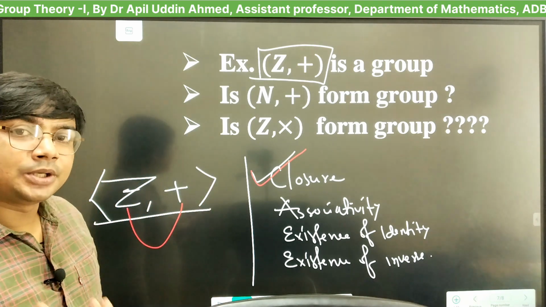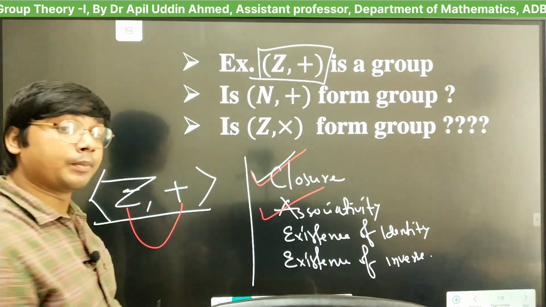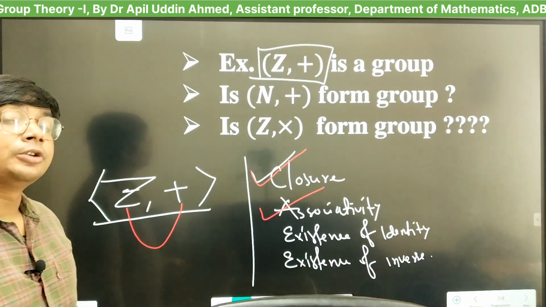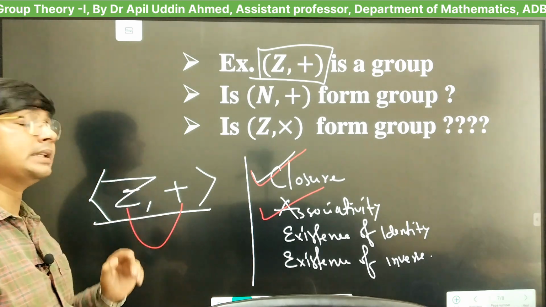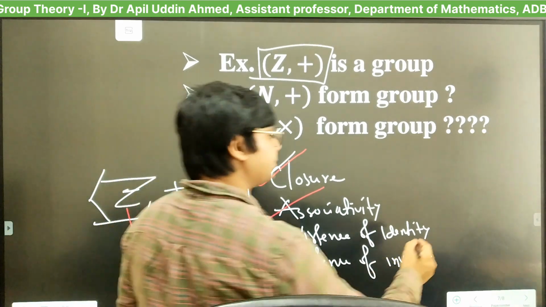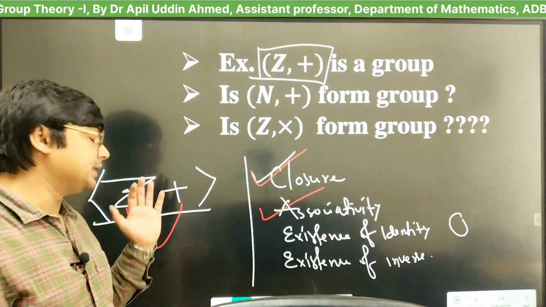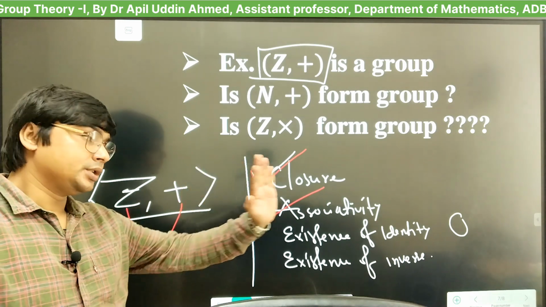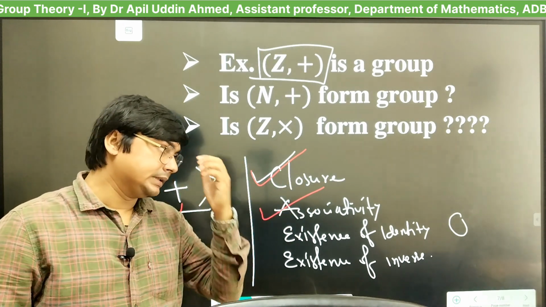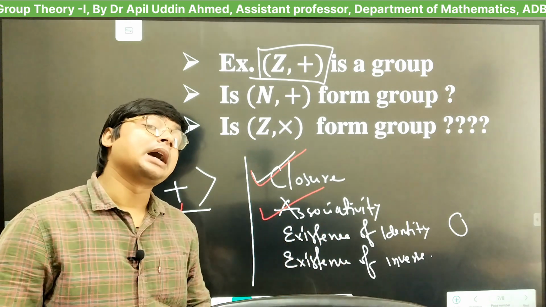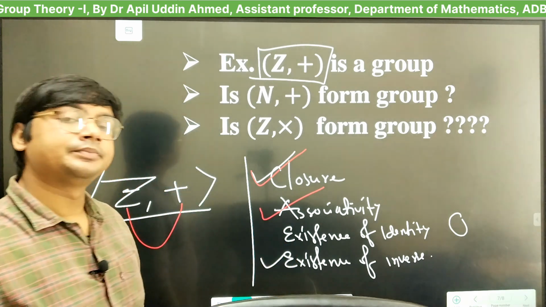And also with respect to addition, the set of integers satisfies the associative property, and we also know that the identity element exists in G, because with respect to addition the identity element is 0, and 0 is in Z. So that's why we can say Z has an identity element. Now come to the existence of inverse.